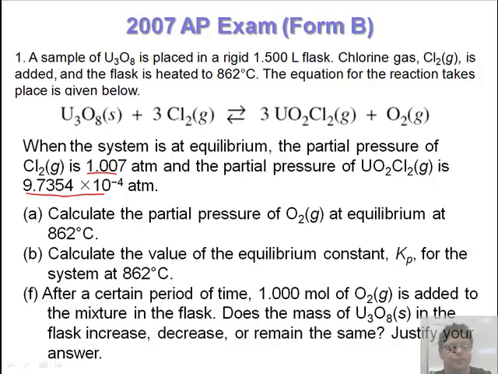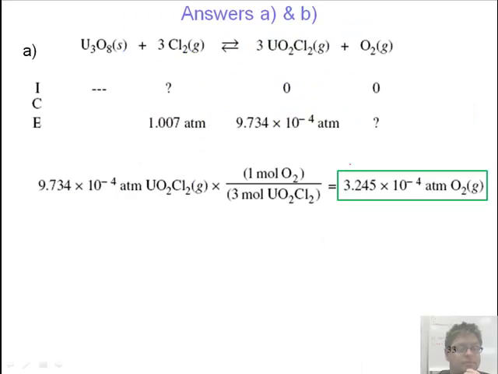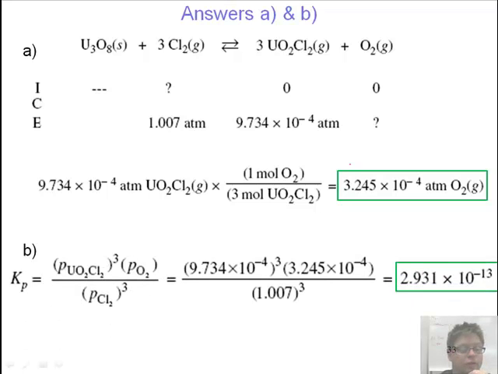So here's a sample problem. You can work on this. Let's check our answer when you're done. Pause the video. Here's our ice table, how to solve the problem. Part B, here's our K expression once we have the concentrations here.